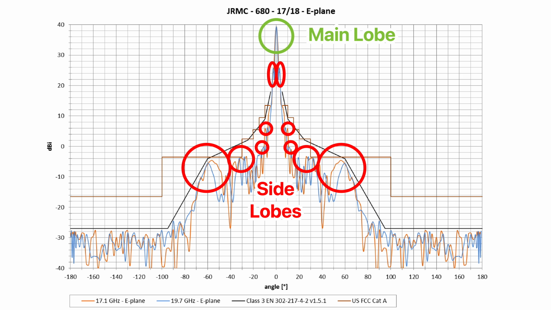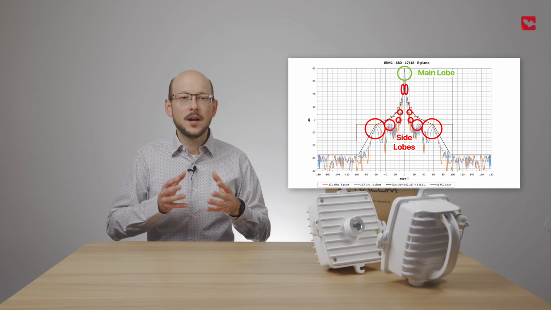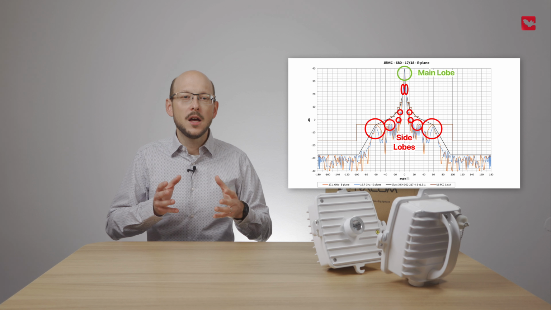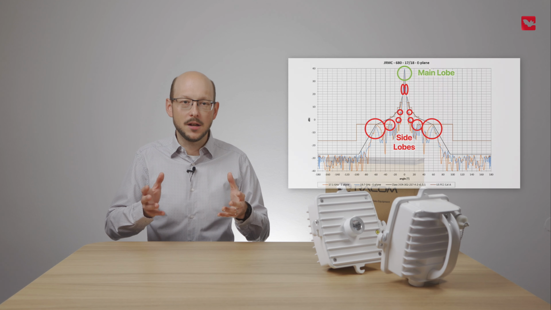Side lobes are secondary radiation lobes that exist alongside the main lobe. These lobes represent areas of the antenna's radiation pattern where some energy is radiated, but not as much as in the main lobe. As you can see in the picture, 3D radiation diagrams are quite complicated, but our 2D simplification is quite okay for practical purposes.